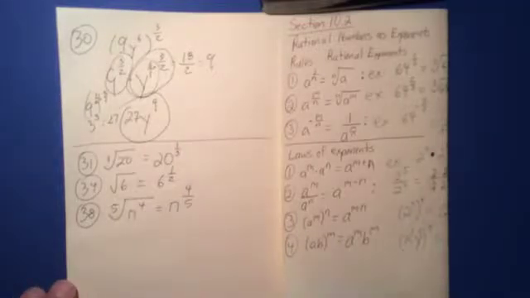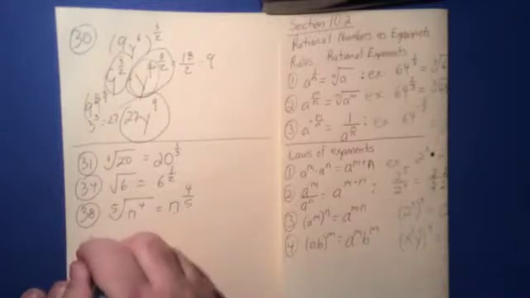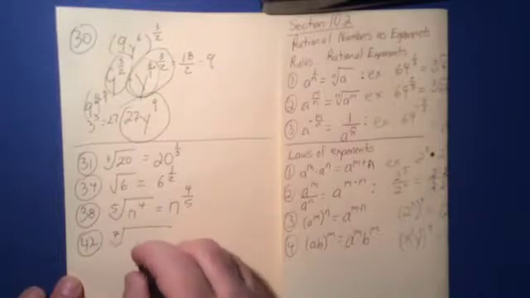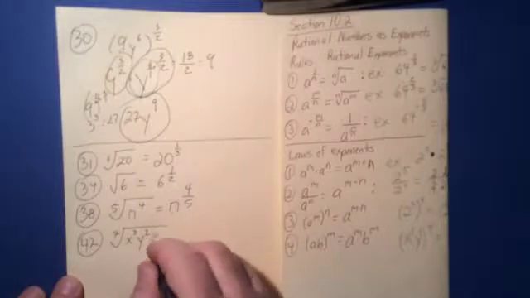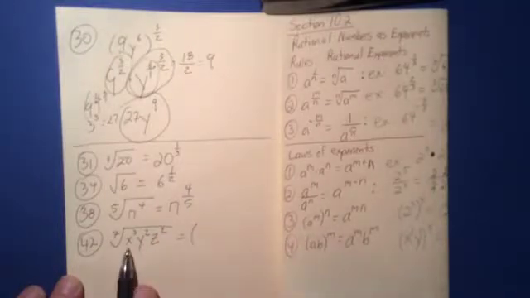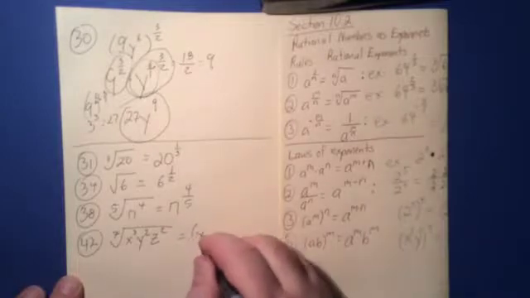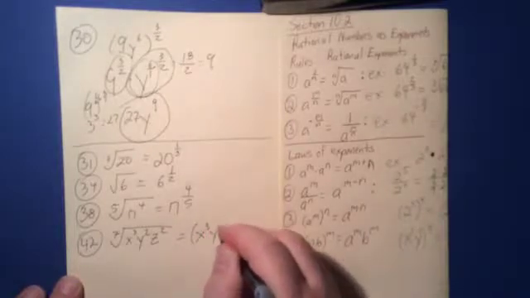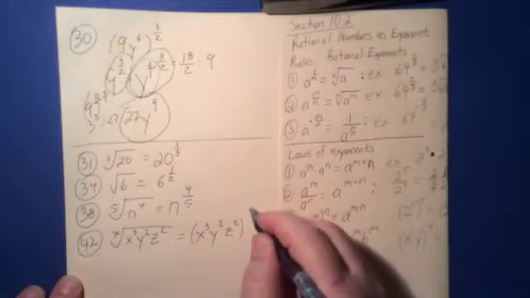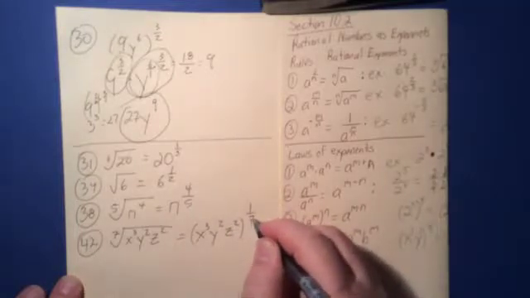If I have something like 42, where I have something a little more complicated, where it looks like the 7th root of x to the 3rd, y to the 2nd, z to the 2nd, I can go ahead and write this. I'm going to take this quantity on the inside and write this as x to the 3rd, y to the 2nd, z to the 2nd, and I'll write that to the exponent of 1 over 7.